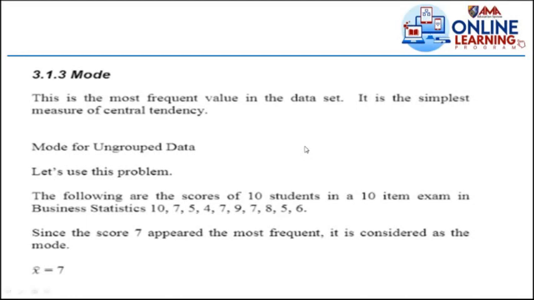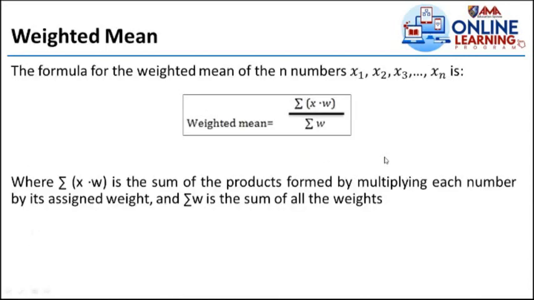This is now the part of the measures of central tendency. Okay? So meron din tayong tinatawag dito na weighted mean. So ano yung pagkakaiba ng weighted mean sa arithmetic mean? The formula for the weighted mean of the numbers x1, x2, x3 up to xn is: the weighted mean is equal to the summation of x multiplied by w all over the summation of w.